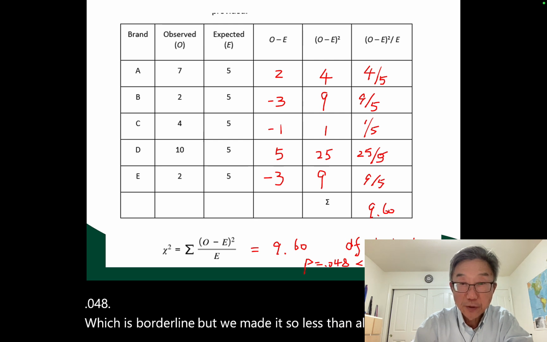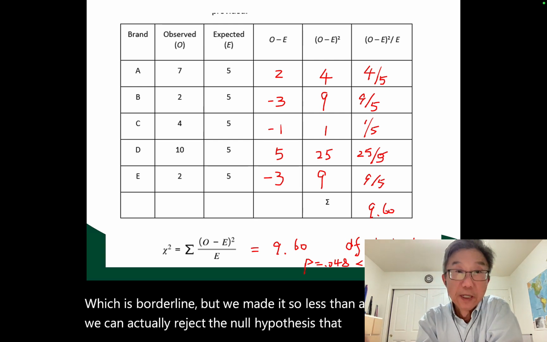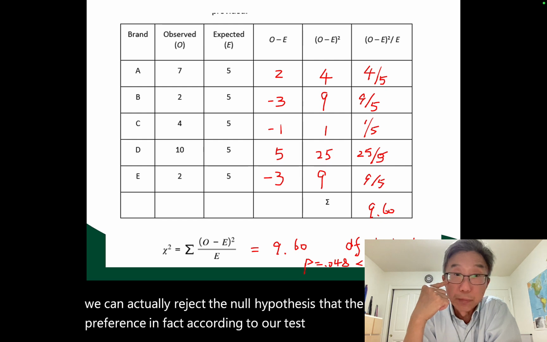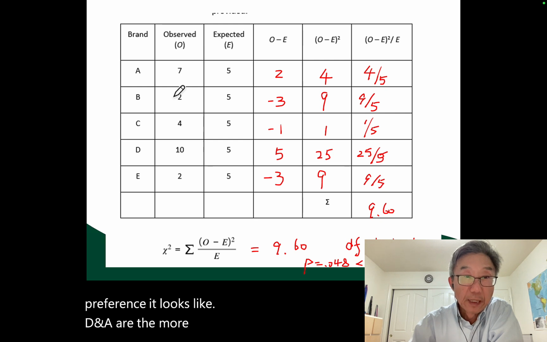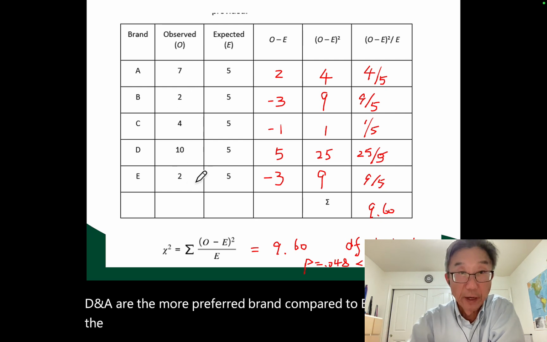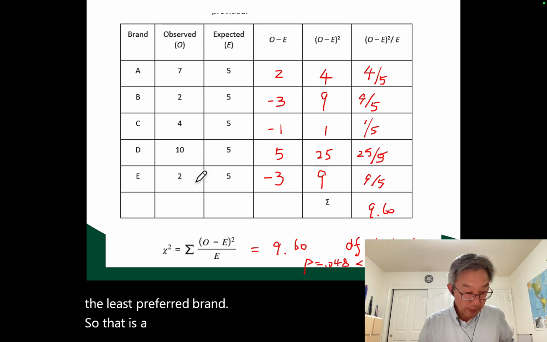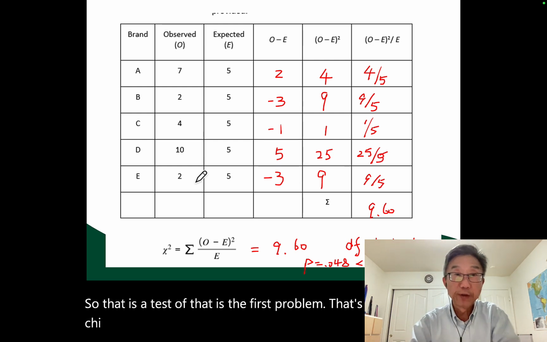So we can reject the null hypothesis that the cats have no preference. In fact, according to our test, cats do have a preference. It looks like D and A are the more preferred brands compared to B or E, which are the least preferred brands. So that is the first problem, an example of a chi-square goodness of fit test.